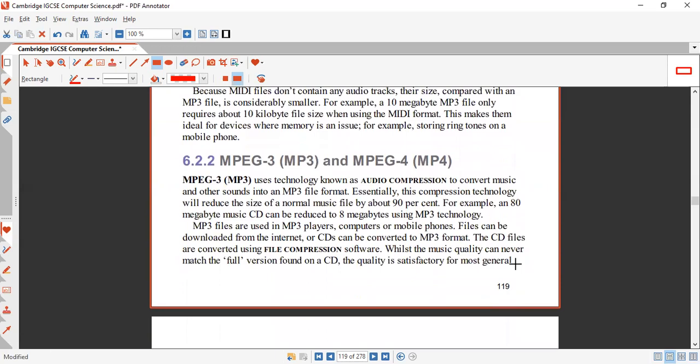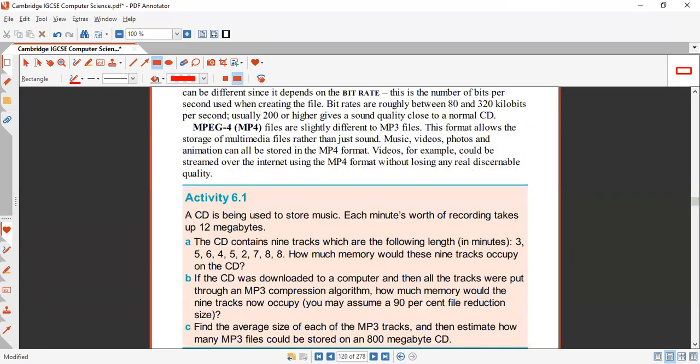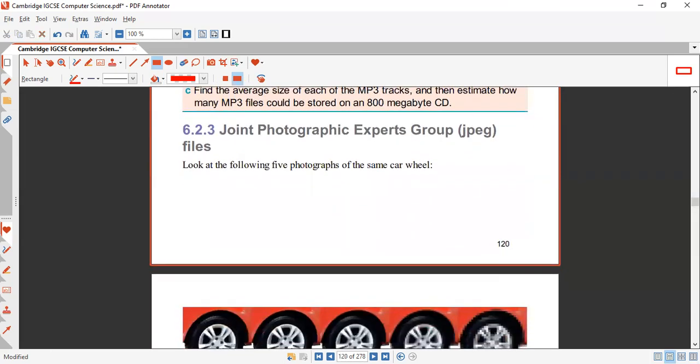Then we have the MP3 and MP4 files. MP3 files are basically files that contain the instrumental as well as the lyrics, and they are the soundtracks. But MPEG-4 files have the videos in them as well. Finally, we have the JPEG image files.